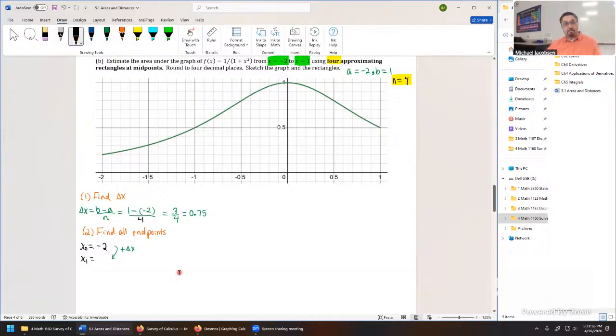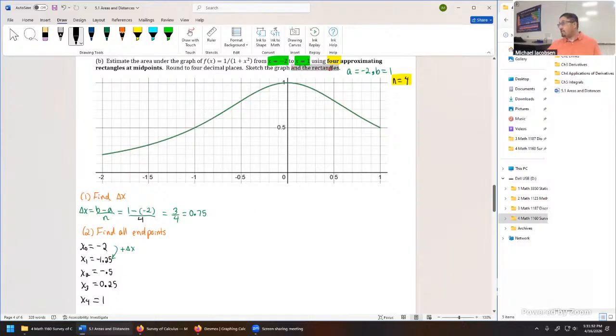Delta x is 0.75, so we're going to get -1.25. On the next one, x2, keep on adding that, is going to be -0.5. x3, take -0.5, add 0.75, and it's 0.25. x4, add 0.75 to x3, and we get exactly 1. Then we check. 1 does in fact match with our boundary point here. So these are all the endpoints.